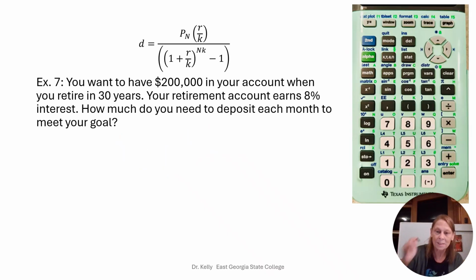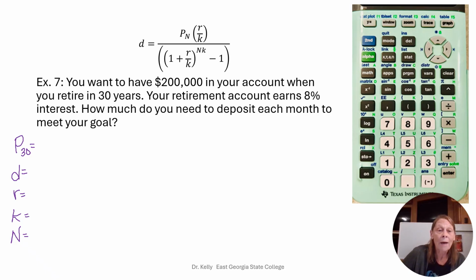Okay, this is the last example, and we're going to get this done really quick. I was trying for this to be under an hour, and it's just not going to quite make it, but we are going to be close here. P sub 30, because this is going on for retirement, 30 years. We need a D, we need an R, we need a K, and we need an N. So let's see what we got here.